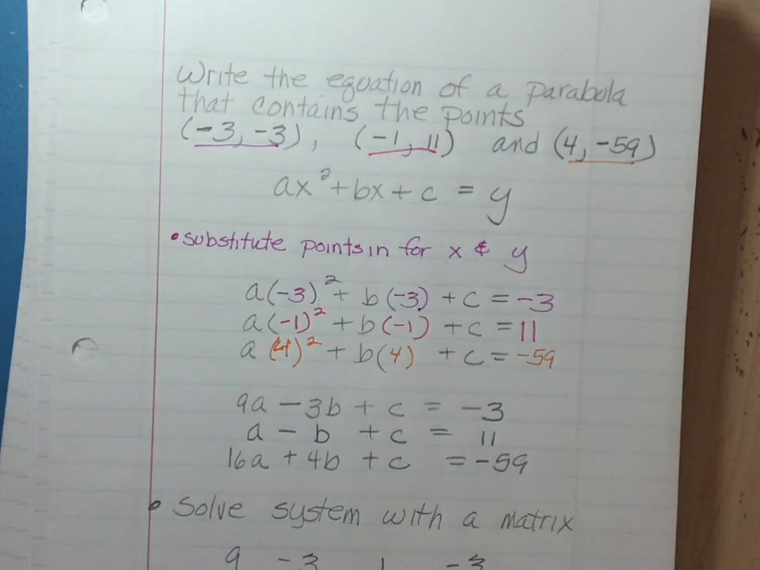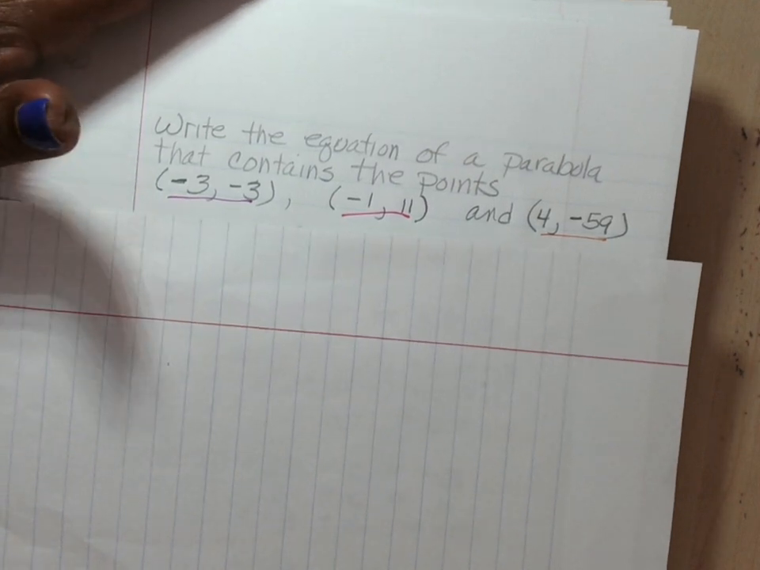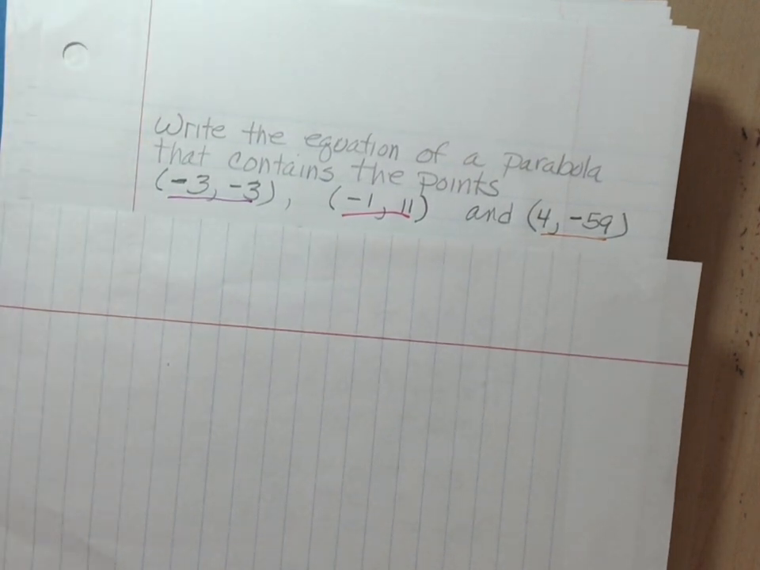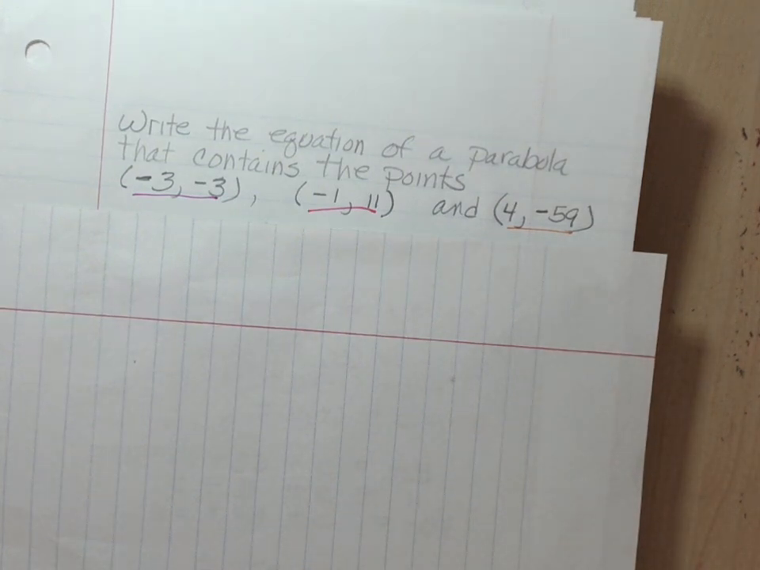In this problem, we have 3 different points. We got to write a parabola that contains these points. Now let me point out that you can only write the equation of a parabola with a minimum of 3 points. You need at least 3 points. You can have more, but you need at least 3. So in this case, we meet the minimum number of points we need.